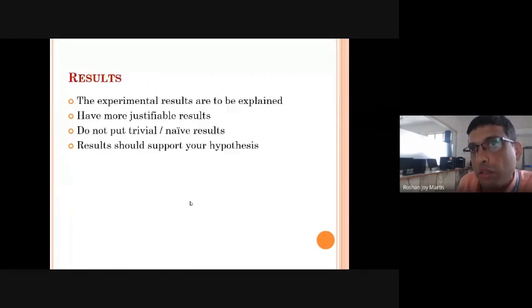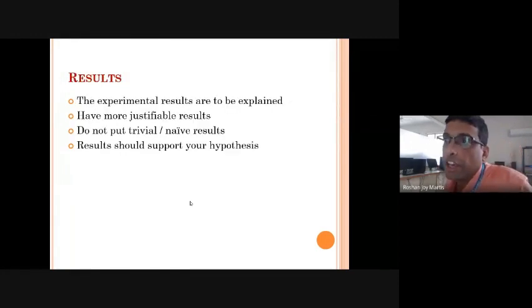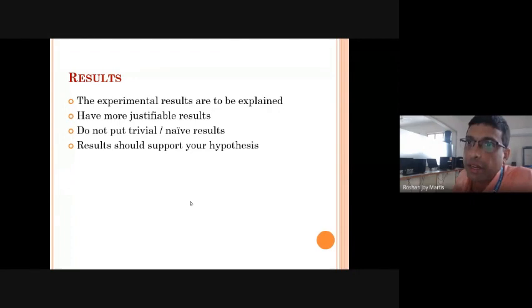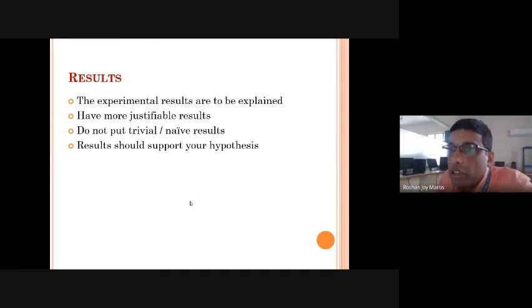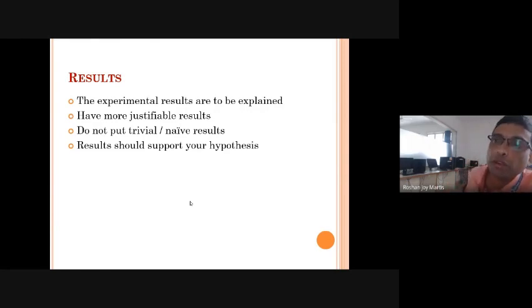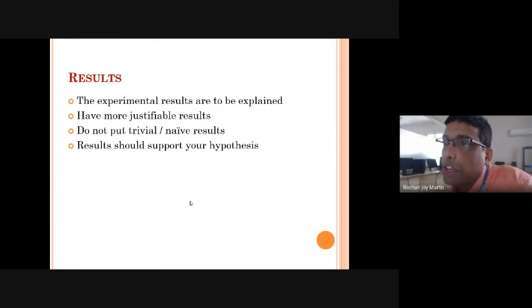This is methodology, this is results. Experimental results are to be explained in detail. Results should be justifiable, with which you should be able to prove your research questions or your hypothesis. Naive or trivial things need not be given in the results. And results shouldn't be duplicated, in the sense that you may give results as a table and once again you plot them. This is not required. Any one form with which you can convince well is enough. Redundancy is not required in any research paper.